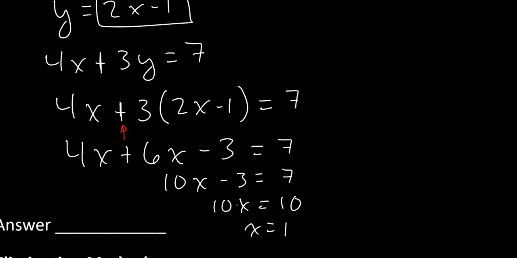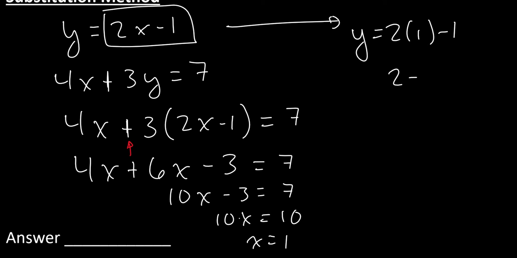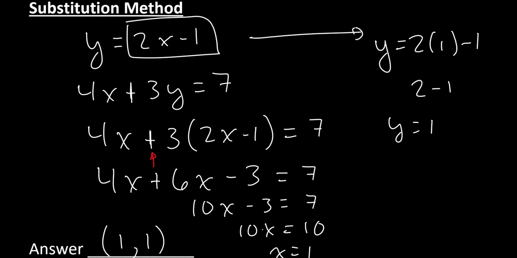So that's nice. And if x is 1, why did I make this one so easy? y is equal to 2 times 1 minus 1. So y is 2 minus 1, y is 1. So x is 1 and y is 1. So that is the solution using the substitution method.